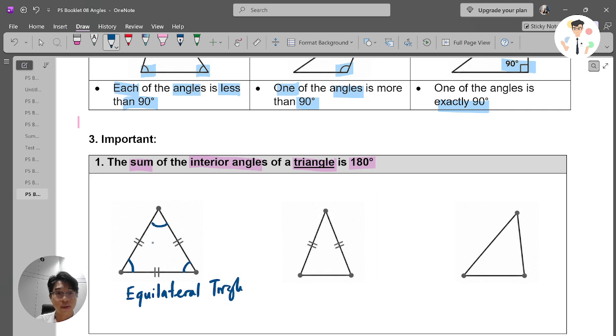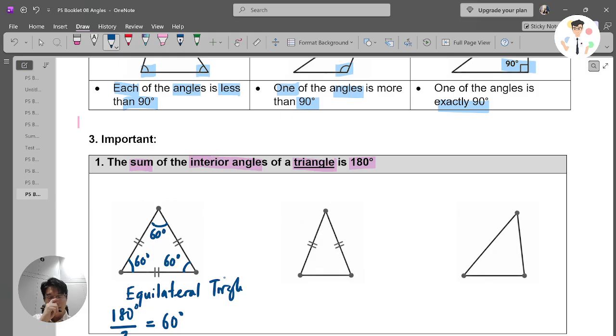Why? Because they have the same sides, which means that all the angles will also be the same. Then 180 divided by 3, because all 3 of them are the same, right? So what do you get? You get 60. That's why each angle inside the equilateral triangle is 60 degrees. 60, 60, 60. So that's what you get.